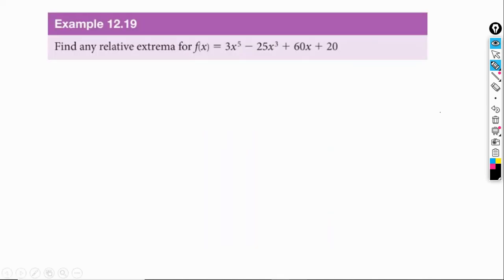Very well, so now here we are on example 12.19, and they want us to find any relative extrema for this function. Now remember that extrema means maximums and minimums, not inflection points. So what we need to do is find the first derivative and equal it to 0 to find those maximums and minimums. Okay, so let's look at that.